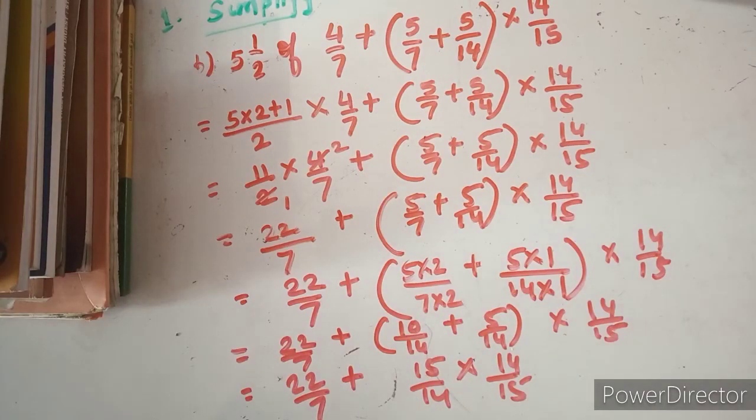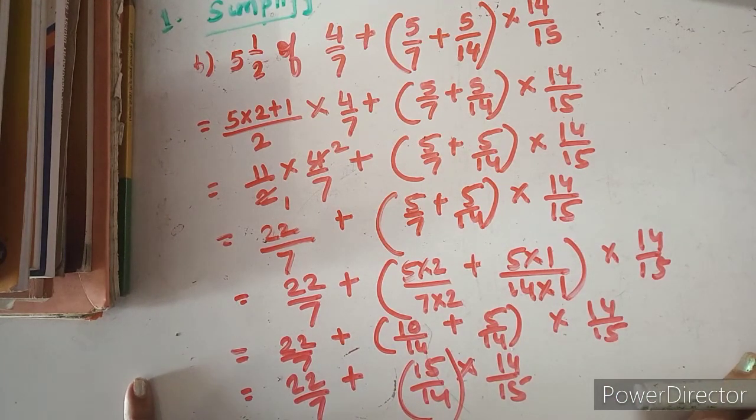Now you can see the next step what I did is 10 plus 5, that is 15 upon 14. Okay, so see, 22 upon 7 is written like that. Then you need to calculate this 10 plus 5 upon 14, that is 15 upon 14 inside the bracket, and then you have multiplied by 14 upon 15.